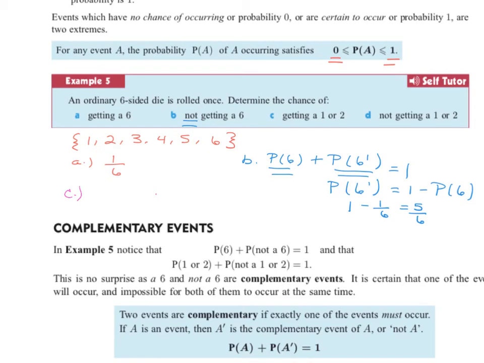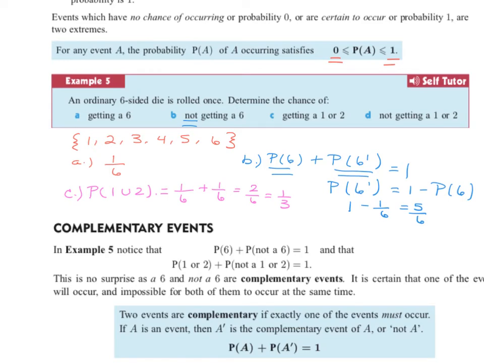All right, let's look at C here. Let's put that there. Okay, so C says getting a 1 or a 2. Remember, we are dealing with that union, right? So the probability of getting a 1 or a 2, what is that equal to? Well, we're just going to add those probabilities together. The probability of getting a 1 is 1 out of 6. The probability of getting a 2 is 1 out of 6. Well, together that makes 2 out of 6, or 1/3, right? And you can, of course, convert that to a percent.